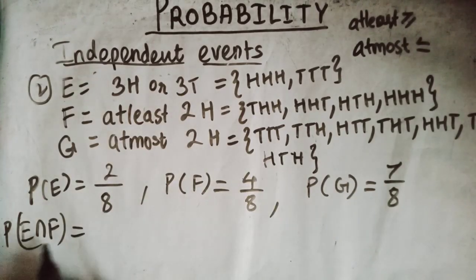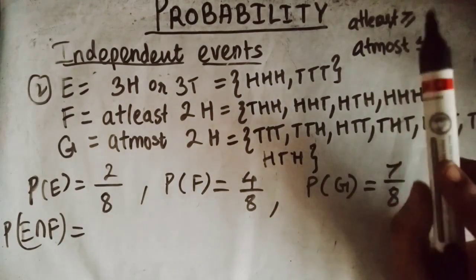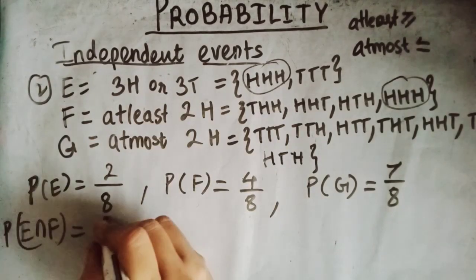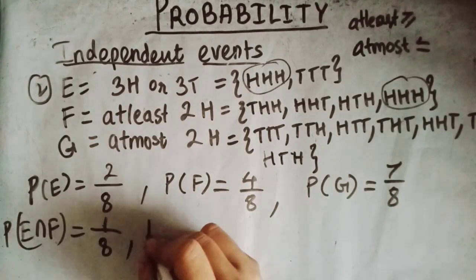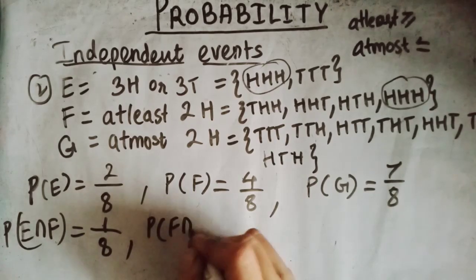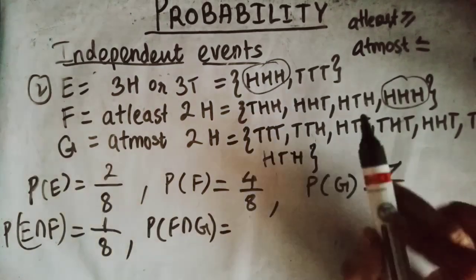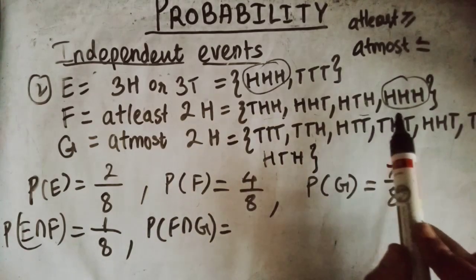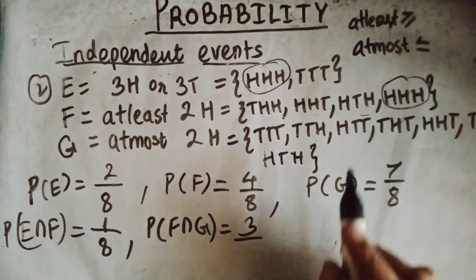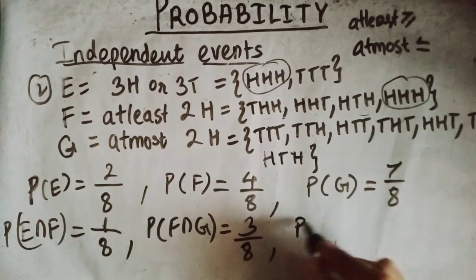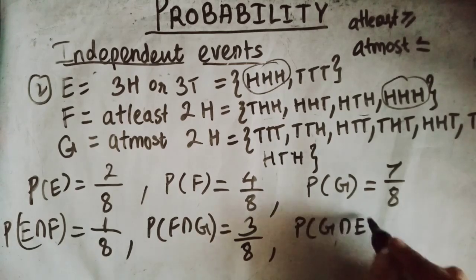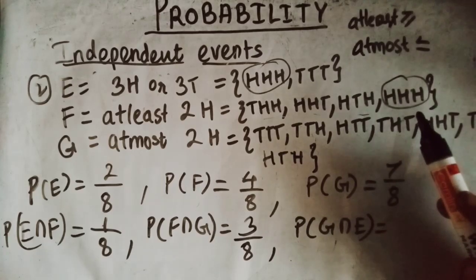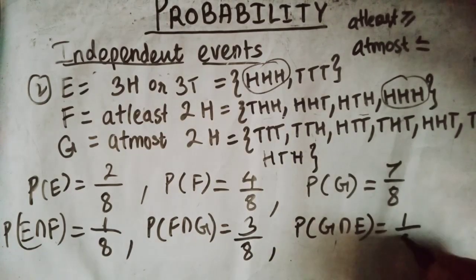Okay, so E intersection F, how many are there? This one is there, only one. Okay, so 1 upon 8. Then F intersection G, these 3 are there, right? So 3 upon 8. Then G intersection E, TTT, so only 1 upon 8.